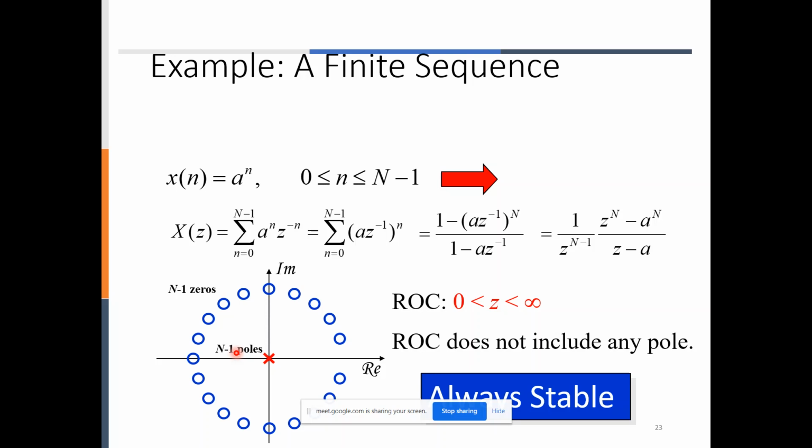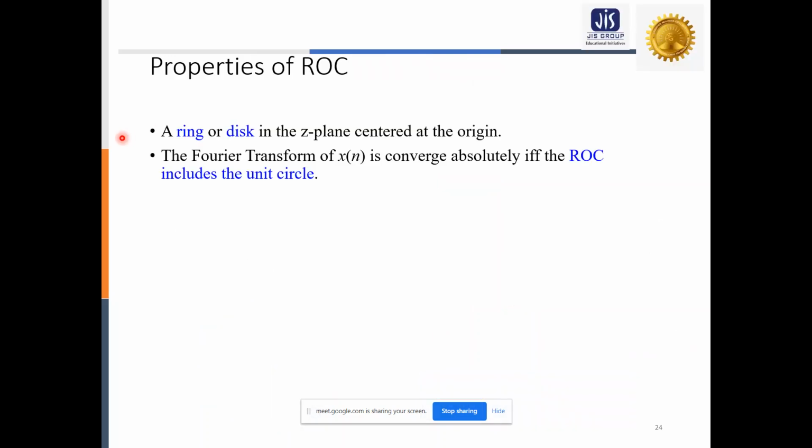So, properties of ROC, region of convergence. A ring or disc in the z plane, centered at the origin, and the Fourier transform of x[n] converges absolutely if the ROC includes the unit circle. So the Fourier transform of x[n] converges if the ROC includes the unit circle, as we have seen in the example. Some ROCs have the unit circle.